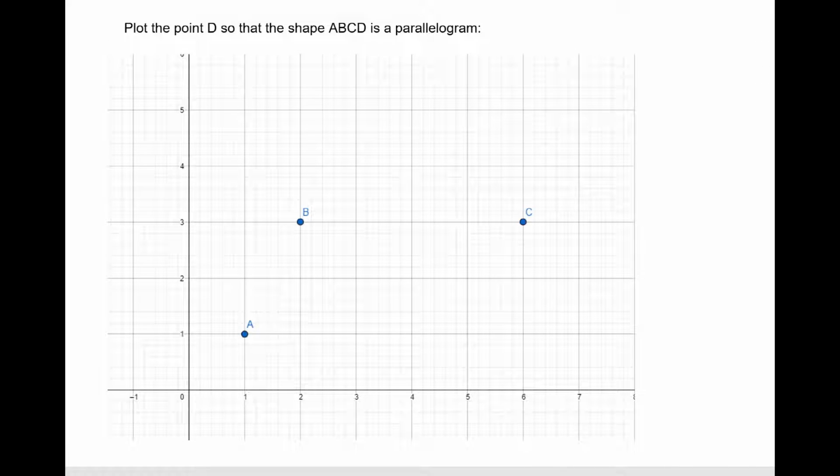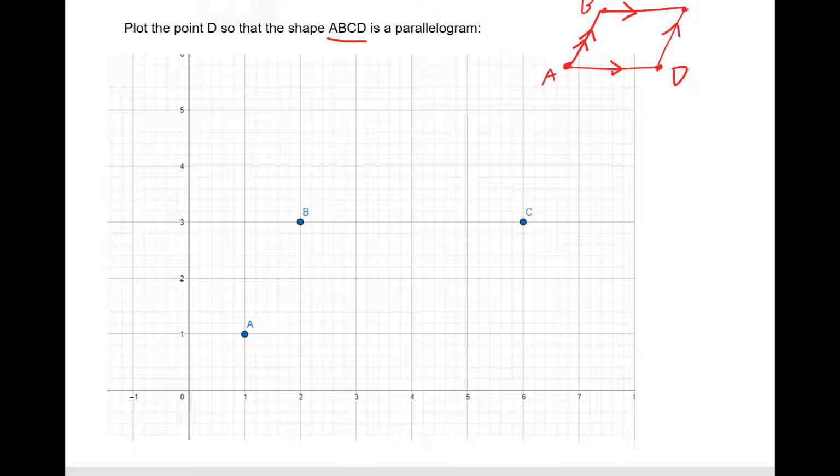In this question, we need to plot a point so that the shape made will be a parallelogram. We want to plot the point D so that the shape ABCD is a parallelogram. Now, what that will look like is something like this, if I just do a sketch. We will have corners or vertices A, B, C, and D, and when you join them up, you want to have drawn a parallelogram, which is a shape where the top and bottom sides are parallel, and the left and right sides, if you like, are parallel to each other as well, like this.